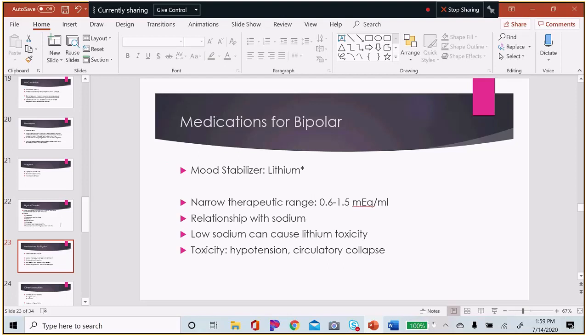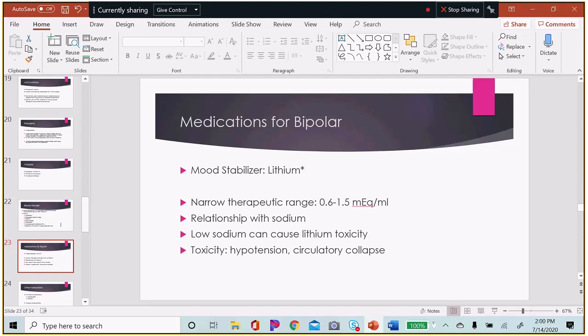Right there is listed 0.6 to 1.5 milliequivalents per milliliter. It is a salt, actually. That's why you see the milliequivalents, and it has a relationship with sodium. So if sodium is low, then the lithium level will be high. And if the sodium is high, the lithium level could be low. They do have an opposite interaction with each other. So if the lithium level is toxic, which generally occurs when the sodium is low, the patient can die, because it can lead to profound hypotension.